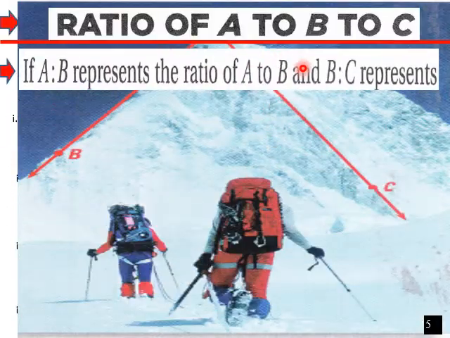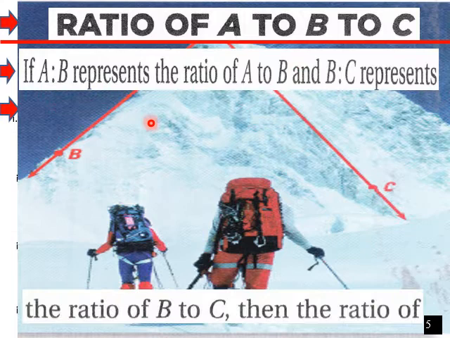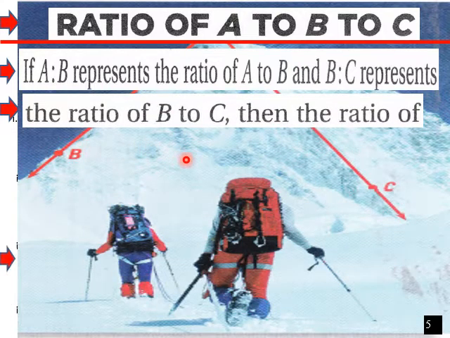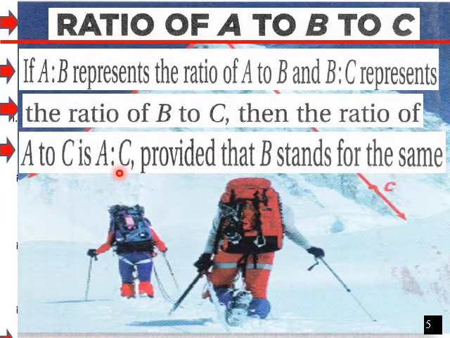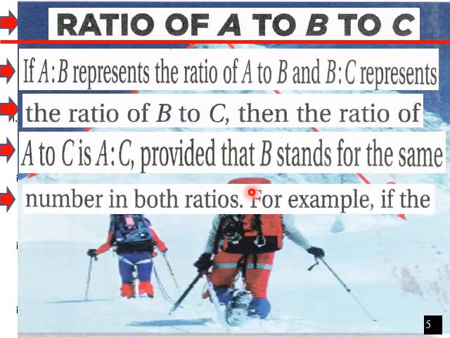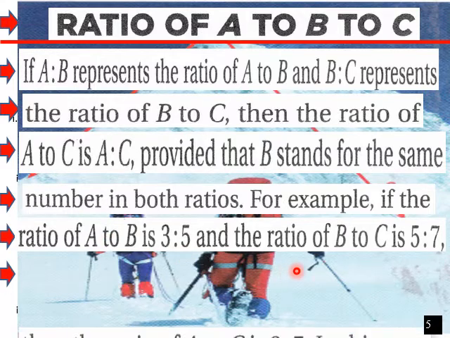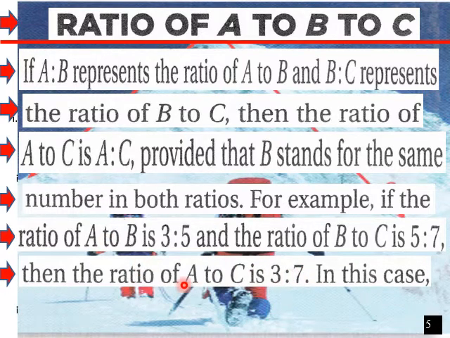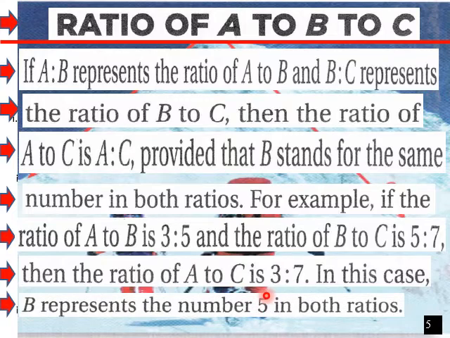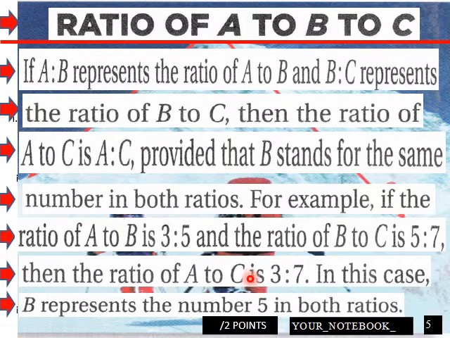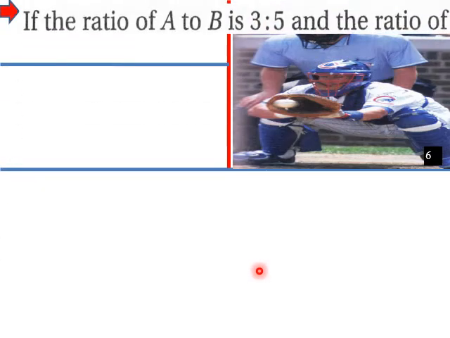Ratio of A to B to C. If we have the ratio of A to B and the ratio of B to C, then the ratio of A to C is A to C, provided that B stands for the same number in both ratios. For example, if the ratio of A to B is 3 to 5 and the ratio of B to C is 5 to 7, then the ratio of A to C is 3 to 7. In this case, B represents the same number in both ratios.